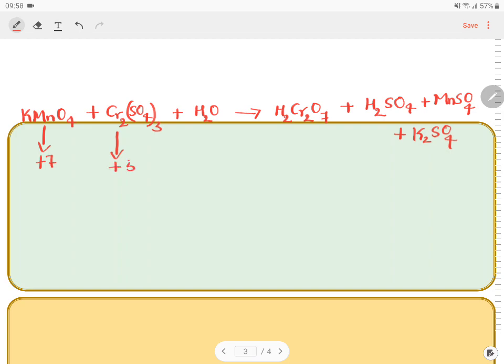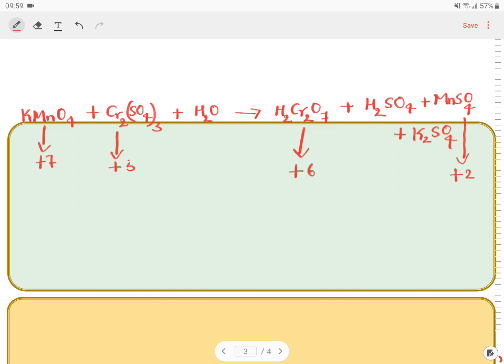What is in the medium? Again, H2Cr2O7. The chromium oxidation state will be +6. Similarly, the oxidation number of Mn will be +2. And H2SO4 is an acidic medium and K2SO4 is a byproduct. We need not consider that.